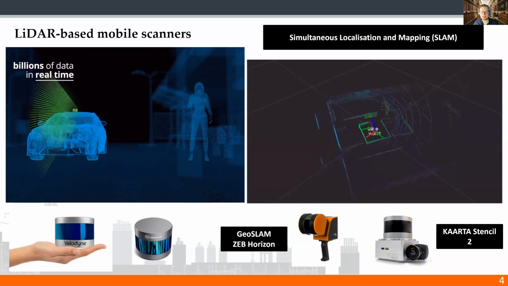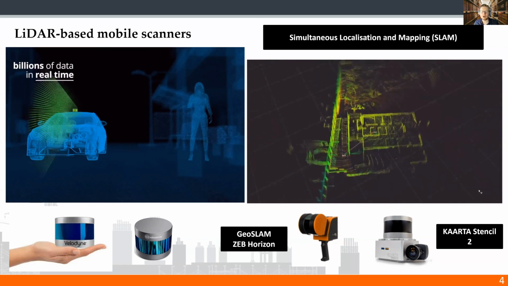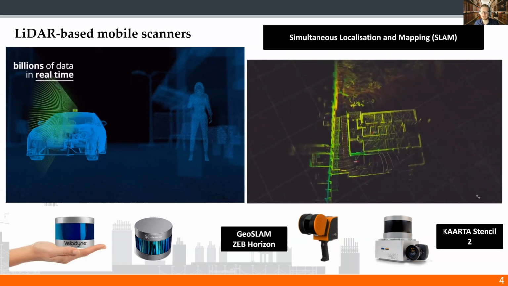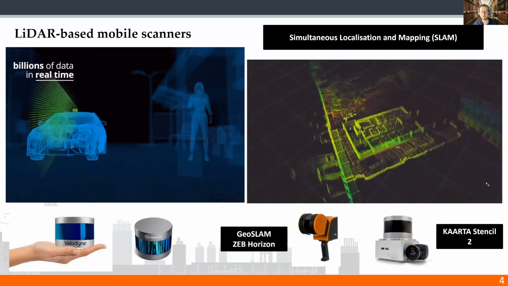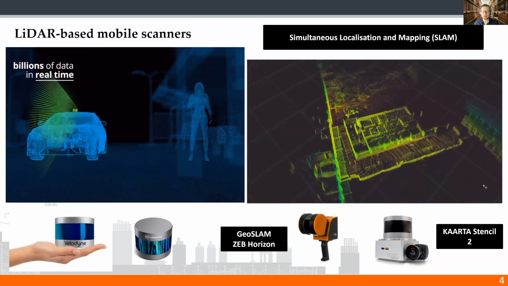And now you can place such a LiDAR on your head, walk around the building, and as you go, a 3D model of the building is being created. If someone is interested in how it is possible to incrementally build such a model, you can check the keyword SLAM, which stands for simultaneous localization and mapping. There are a couple of companies that utilize SLAM to provide professional mobile scanners to the market. Two of them are GeoSLAM with its ZEB Horizon and Kaarta with its Stencil tool shown here.